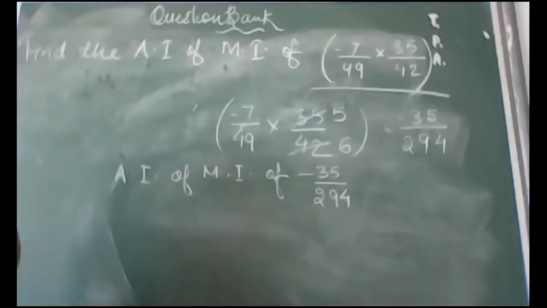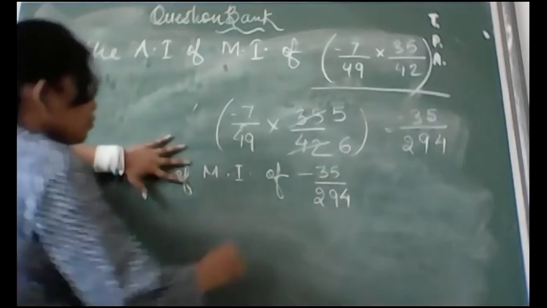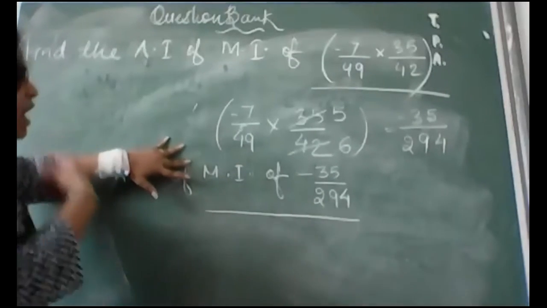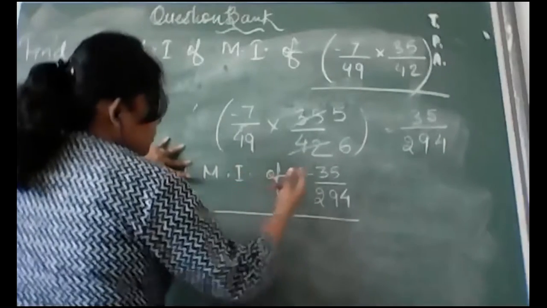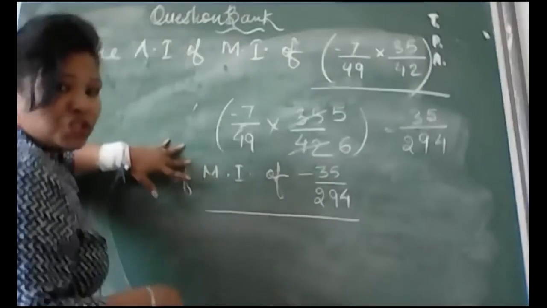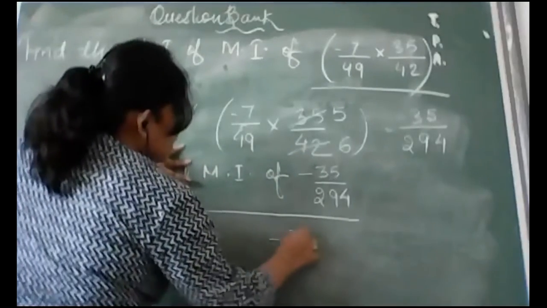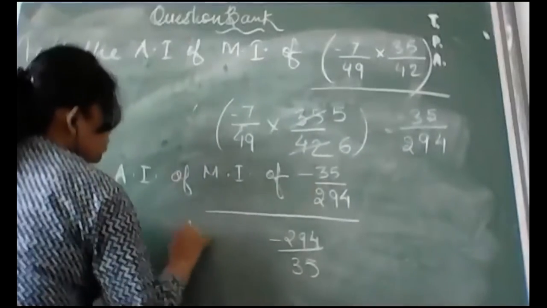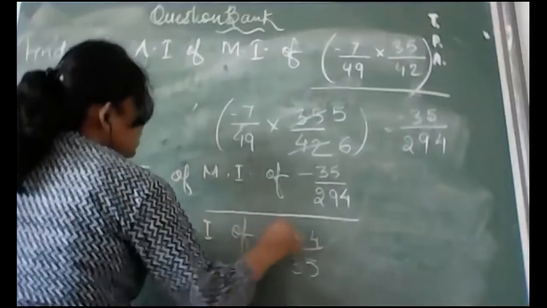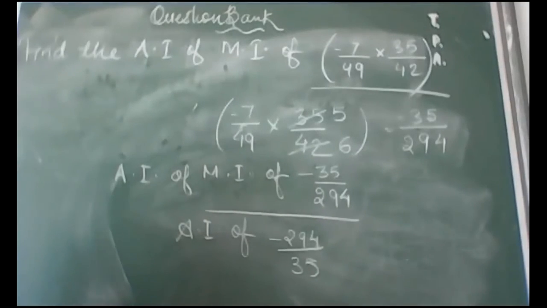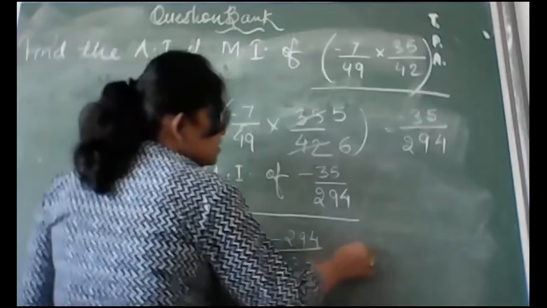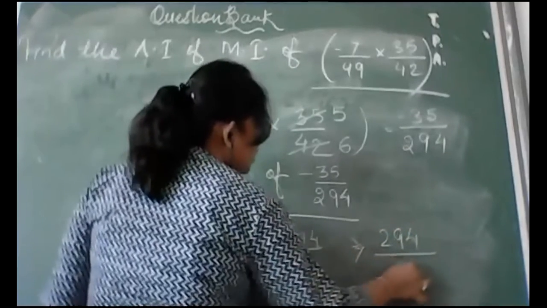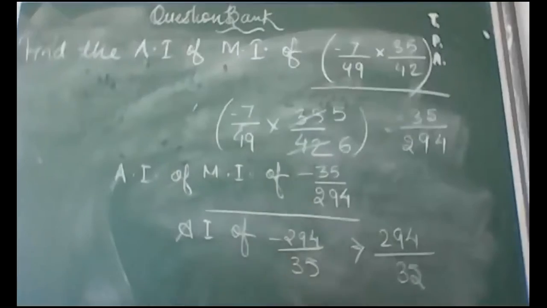Now this is your question. Leave the AI for now, and take only the MI of this one. How will you do it? You know MI means only the changing of positions. So the number will become 294 upon 35. Now you have solved this. Now the question has become the AI of this. And AI means only changing the sign. So the answer will become 294 upon 35. Finished.